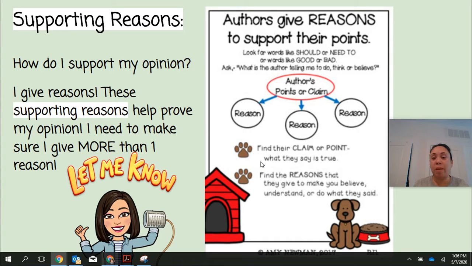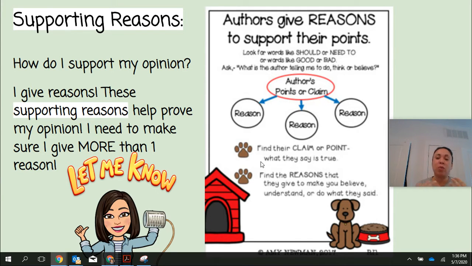So if we're thinking about honeybees, or even butterflies, and the author is stating how we need to protect butterflies, we need to find the reason inside our text. What is the author saying to us that supports why they're saying that we need to protect them? Or when we were reading about bats' roost, why is it important to protect the bats' roost?